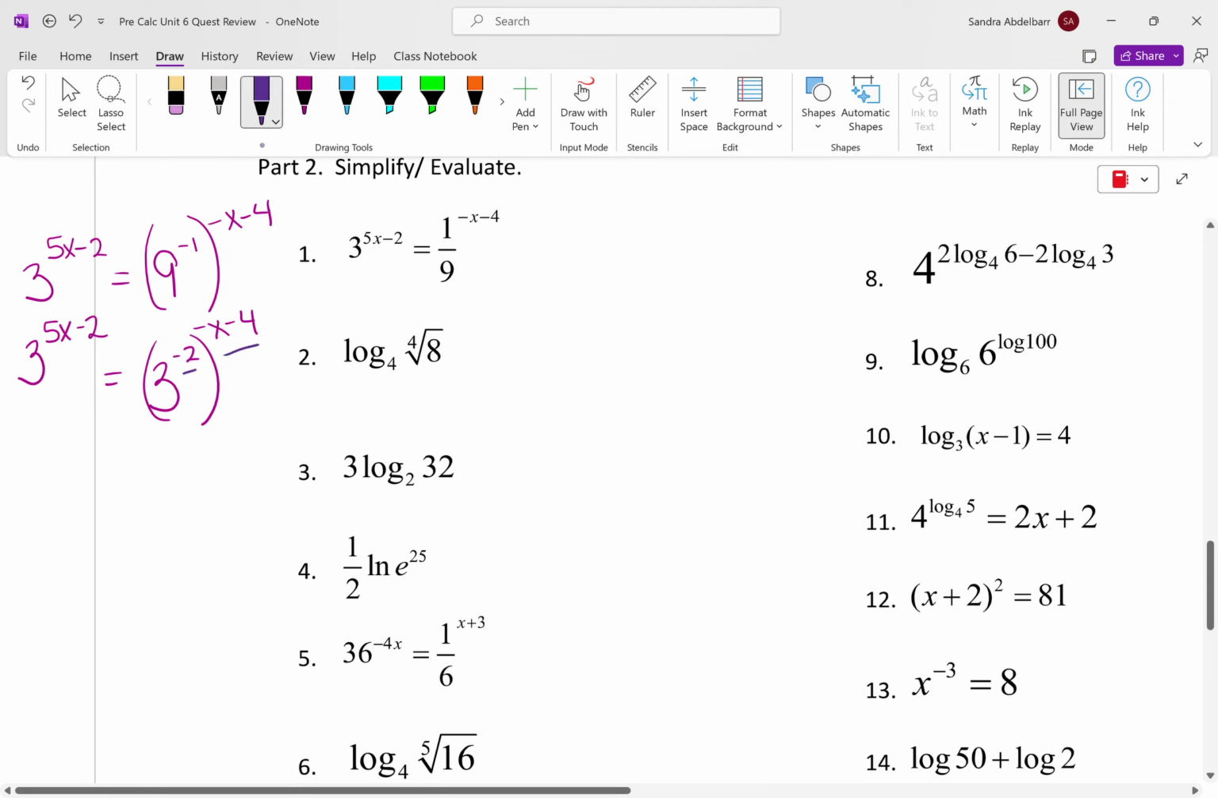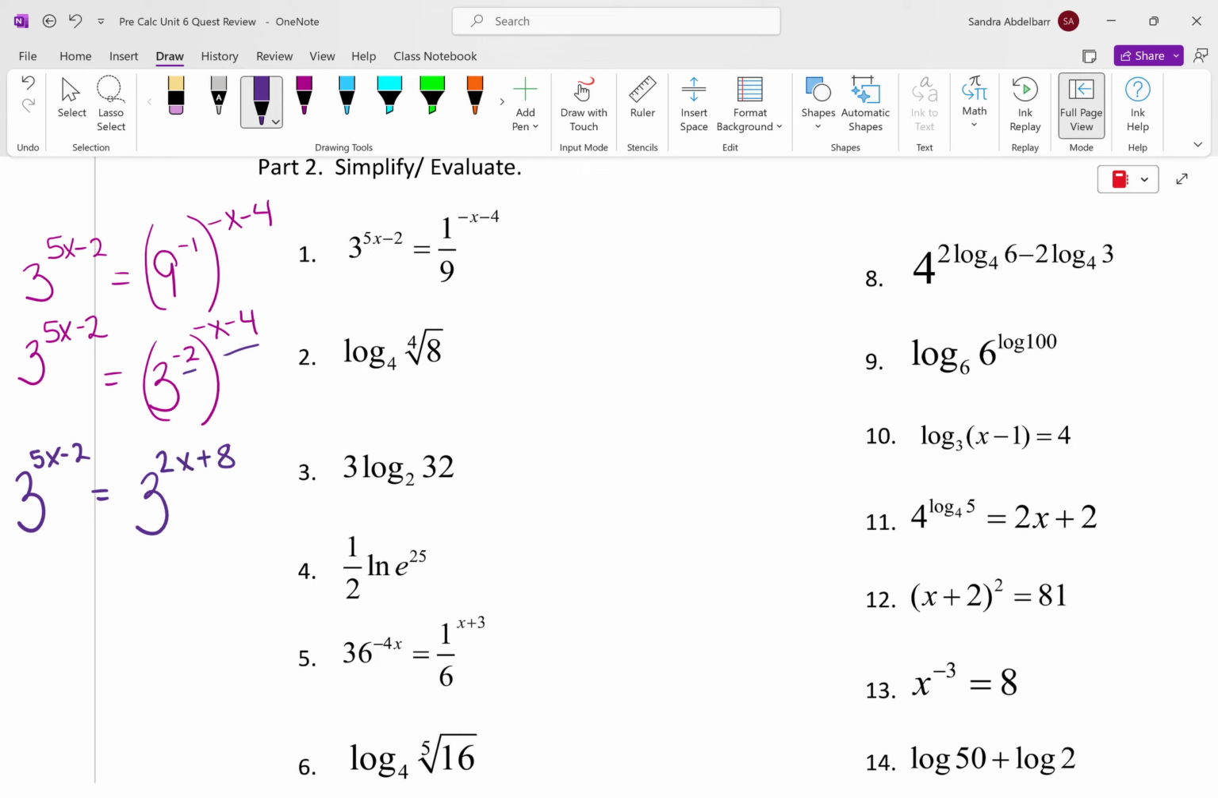Power to a power, you multiply. So I'm going to distribute in that -2. So we have 3 raised to the 5x minus 2 is equal to 3 raised to the 2x plus 8. Now that I have the same base, I'm going to set the exponents equal. 5x minus 2 equals 2x plus 8. So we get 3x equals 10. X is equal to 10/3.